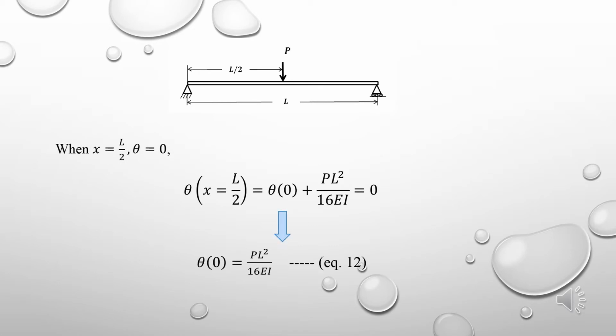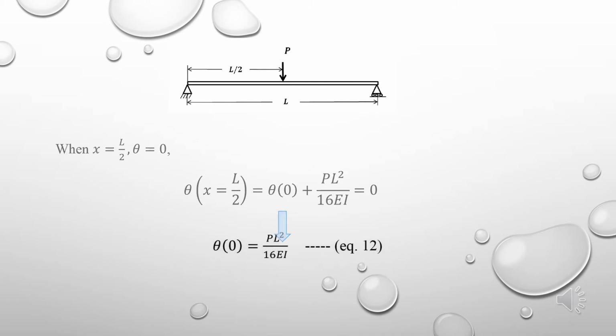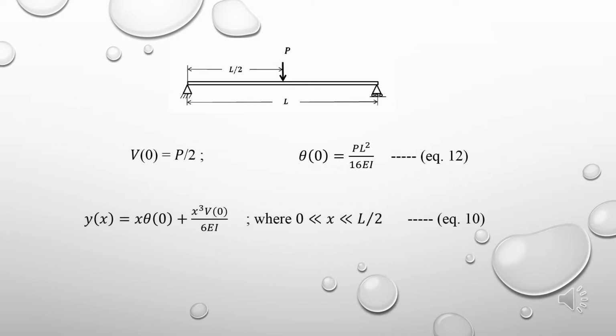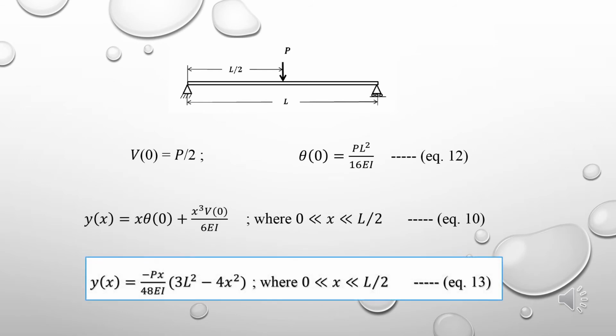As we know, the rotation at the center of the beam is equal to 0. Hence, we can conclude the equation for calculating rotation using equation 12. Substituting the value of shear force and the rotation equation into equation 10, the equation of the elastic curve of the beam and the maximum deflection are determined.